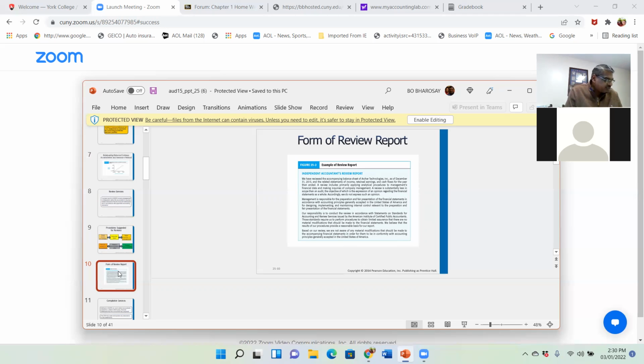That should be made to the accounting financial statement in order for them to be in accordance with accounting principles generally accepted in the United States of America. So we're saying that based on our review, nothing came to our attention that these financial statements need to be modified.